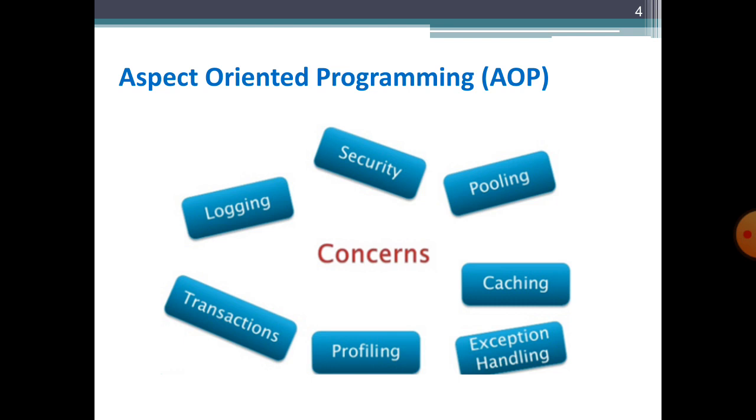These different kinds of concerns, as stated here, like logging, security, transaction, profiling, caching, or pooling, students, are usually achieved at system level. So in aspect oriented programming, we can say these are the most important concerns. We will discuss all of these concerns in more detail in our coming slides or coming lectures as well.